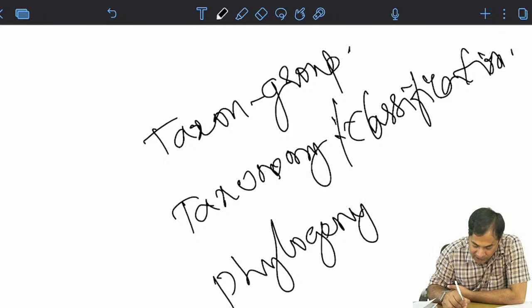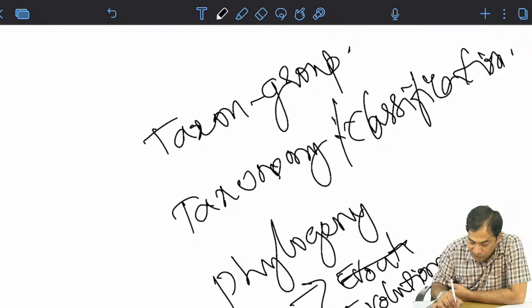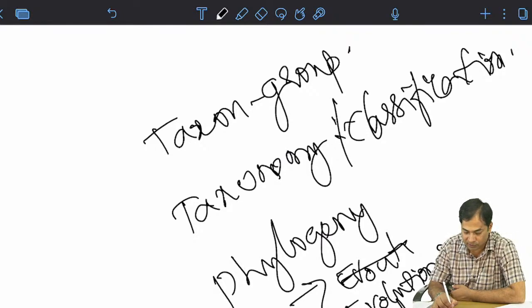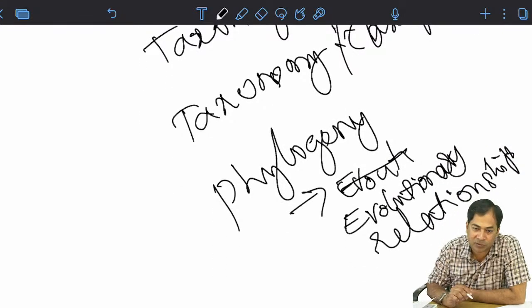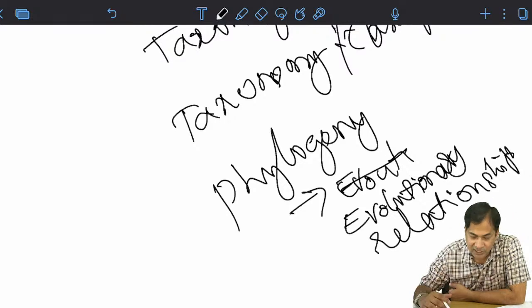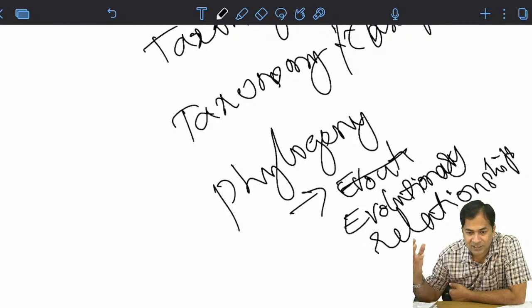The word phylogeny refers to studying evolutionary relationships. So studying evolutionary relationships is called phylogeny. There is a classification called phylogenetic classification, meaning evolutionary relationship: what relation present animals have with their ancestors. That is what we call phylogeny.